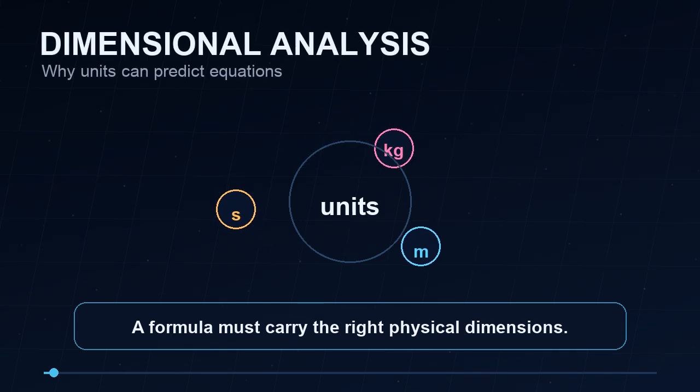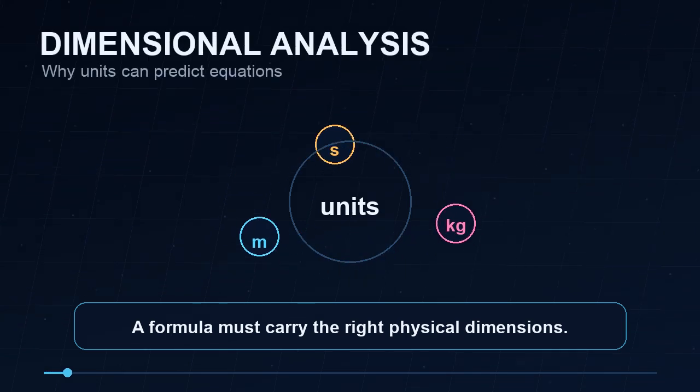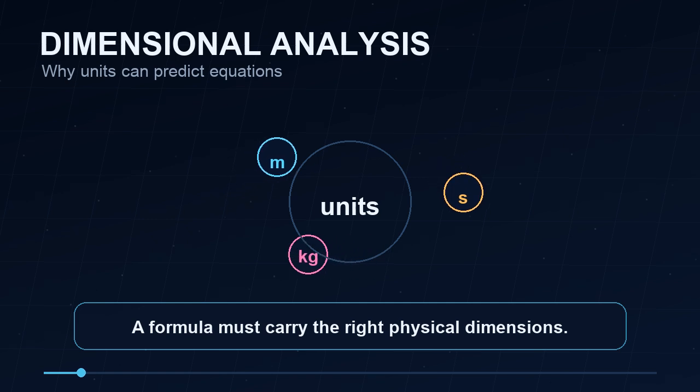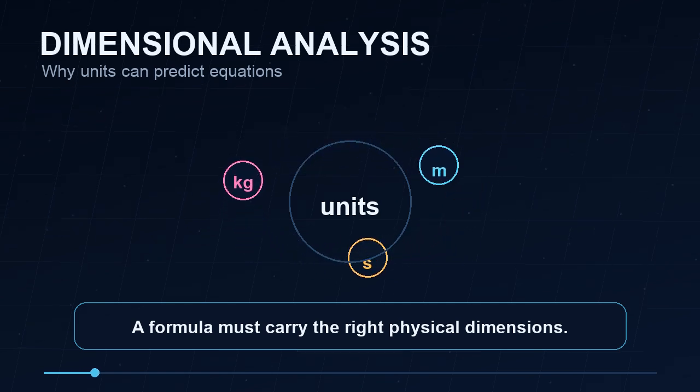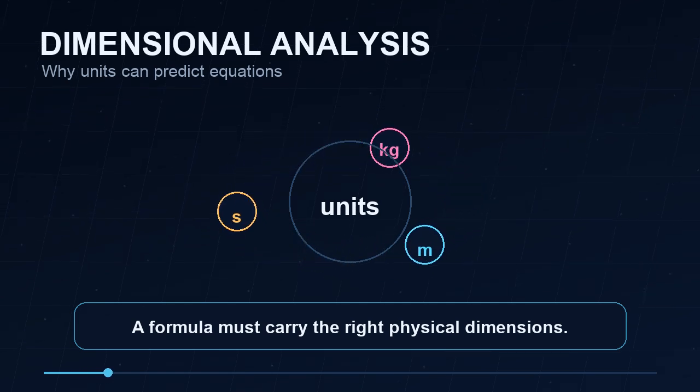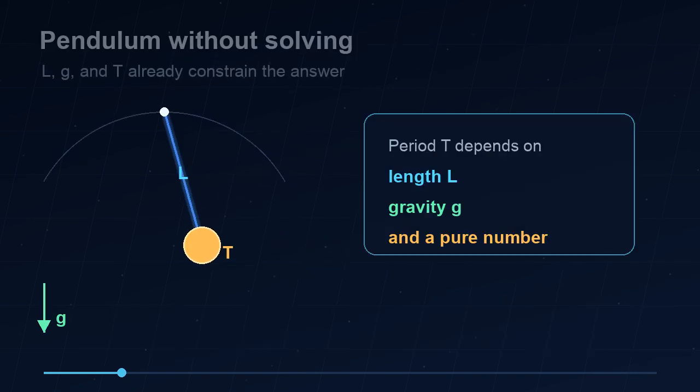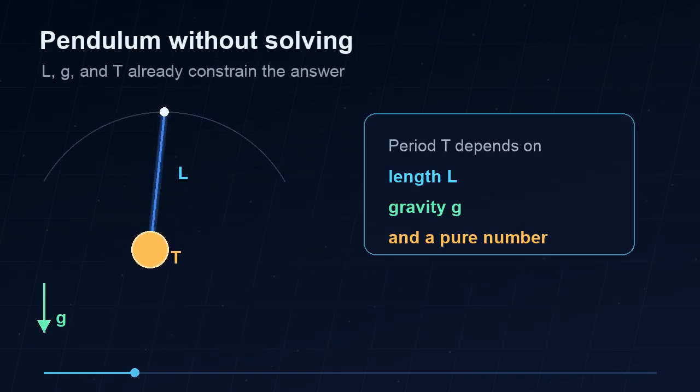Here is a tiny superpower in physics. Before you solve the problem, check the units. Suppose a pendulum has length L, gravity G, and it swings with period T. Without solving Newton's equations, dimensional analysis already tells us the shape of the answer.